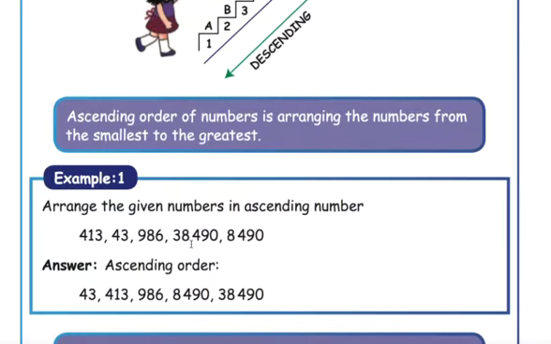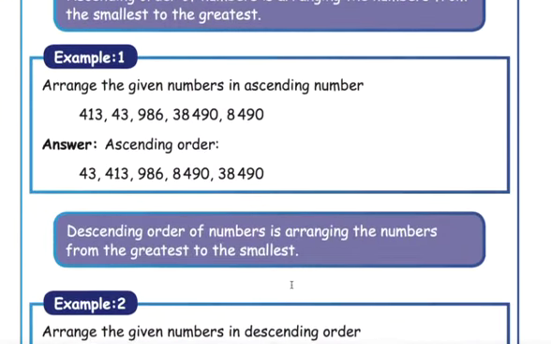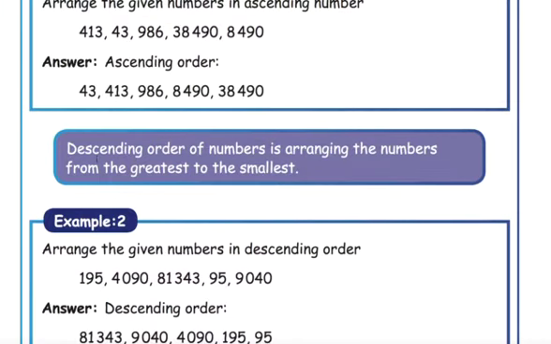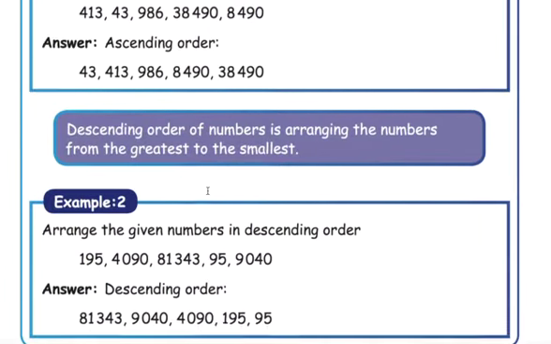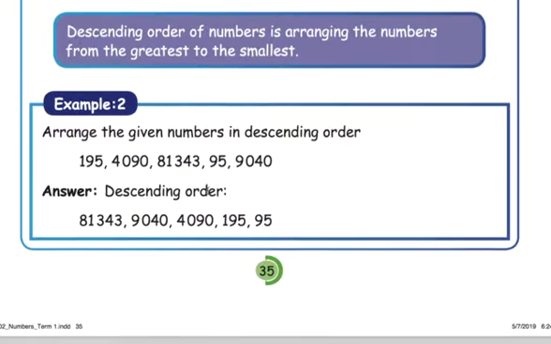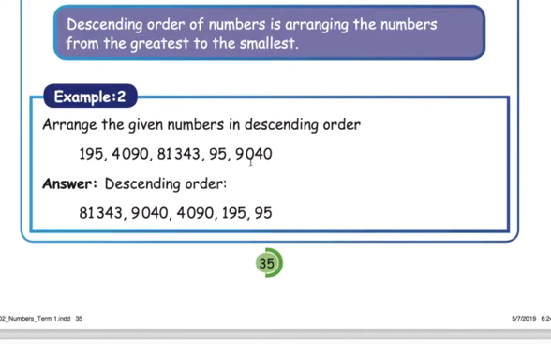Okay, arrange the given numbers in the ascending order. Okay, let me do it for you. So answer is also given. Since it is example, answer is also given. Smallest first, 43 first, thereafter 413, 986, 8,490, and 38,490. Okay. Descending order of number is arranging the numbers from greatest to smallest, as we discussed earlier. In this example, highest number is 81,343, so that comes first. Thereafter 9,040, then 4,090, and then 195 and 95.